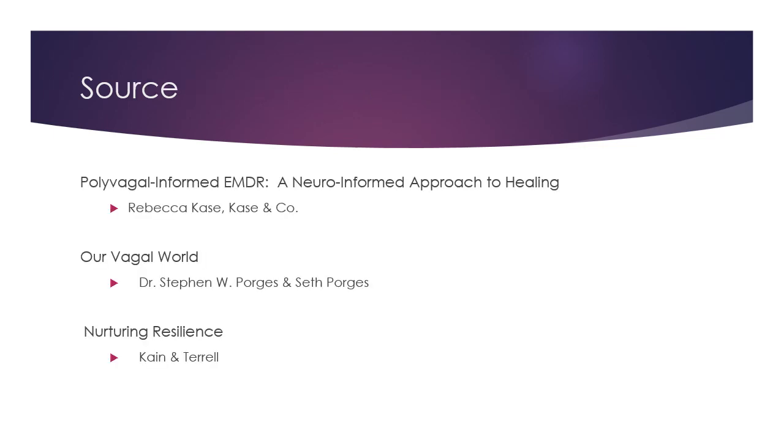So I wanted to include the sources that I used. I think they're excellent books, starting with Polyvagal Informed EMDR: A Neuro-Informed Approach to Healing by Rebecca Case. Our Vagal World, written by Stephen Porges and his son Seth, which makes it much more readable to the average person, and Nurturing Resilience by Kain and Terrell.